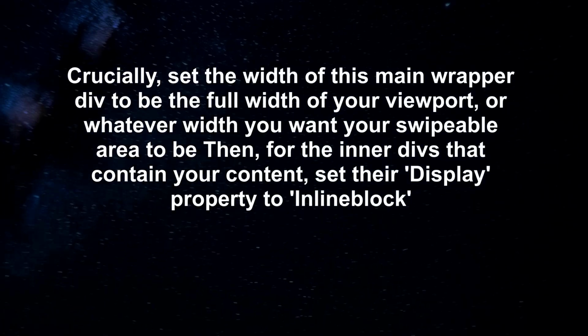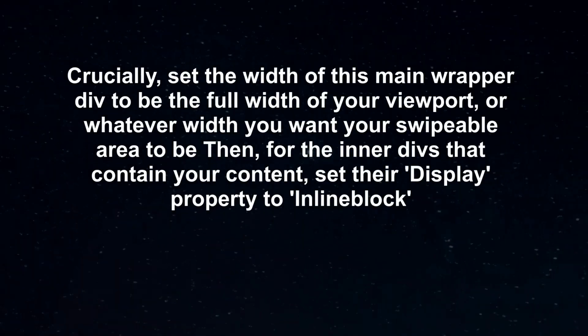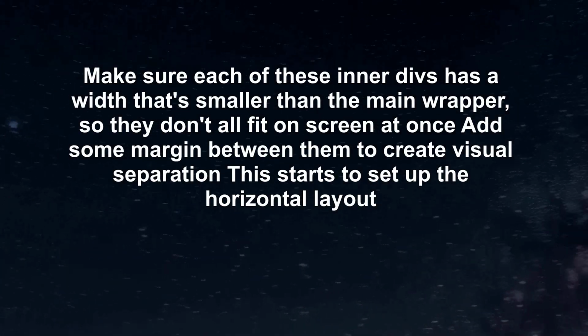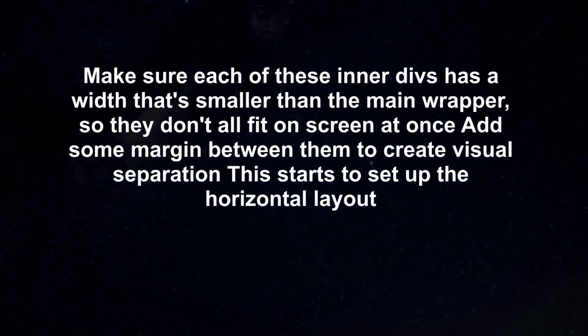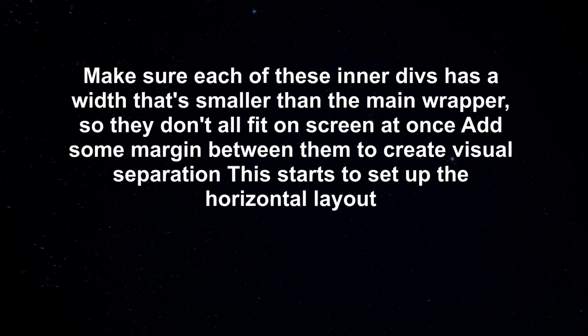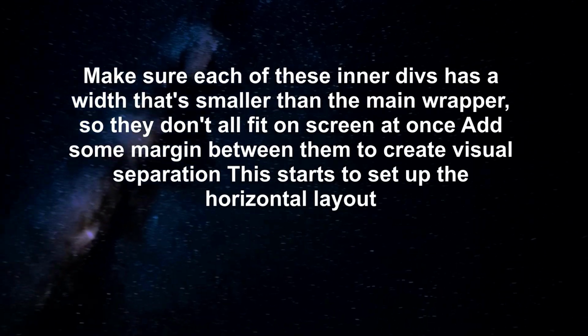For the inner divs that contain your content, set their display property to inline block. Make sure each of these inner divs has a width that's smaller than the main wrapper, so they don't all fit on screen at once. Add some margin between them to create visual separation. This starts to set up the horizontal layout.